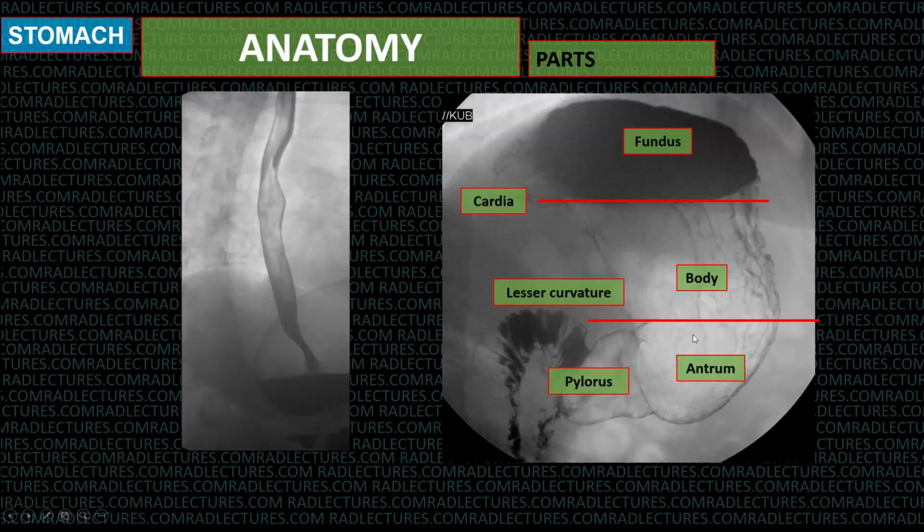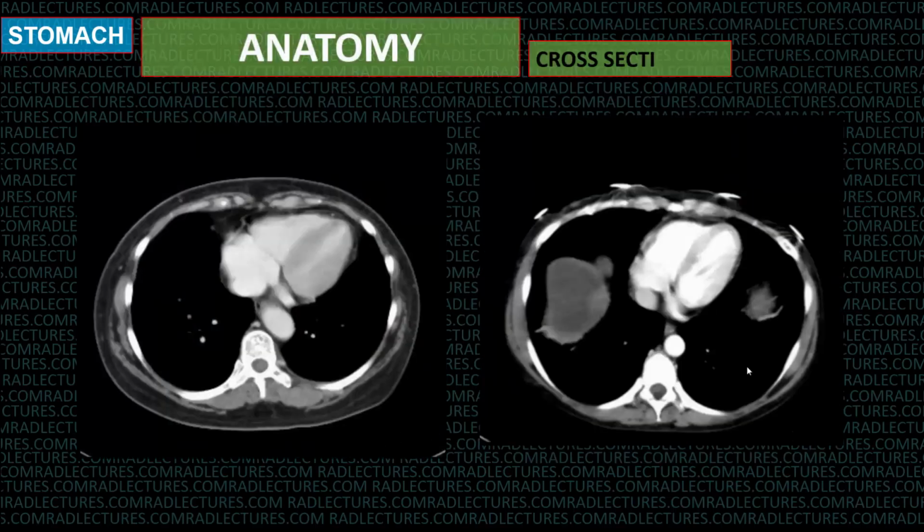The outline of the stomach that runs from the cardia down to the pylorus is called the lesser curvature, and the portion on the opposite side is called the greater curvature. Now, although the stomach looks like a two-dimensional structure on a barium image like this, if you look at the CT, it actually is a three-dimensional structure.